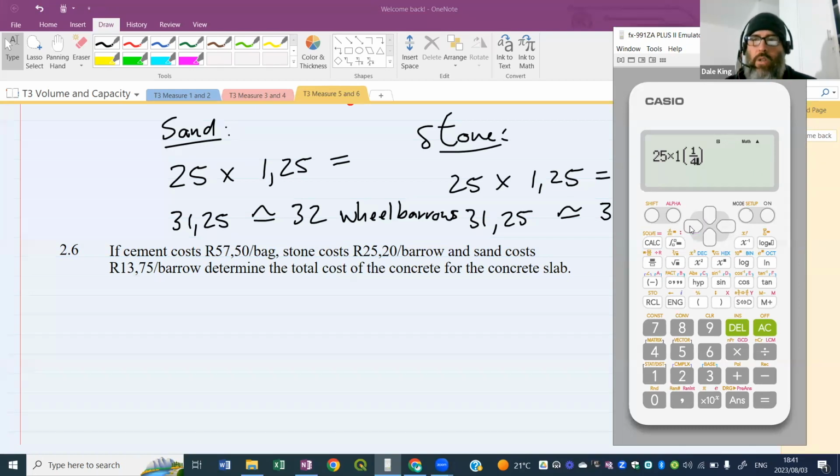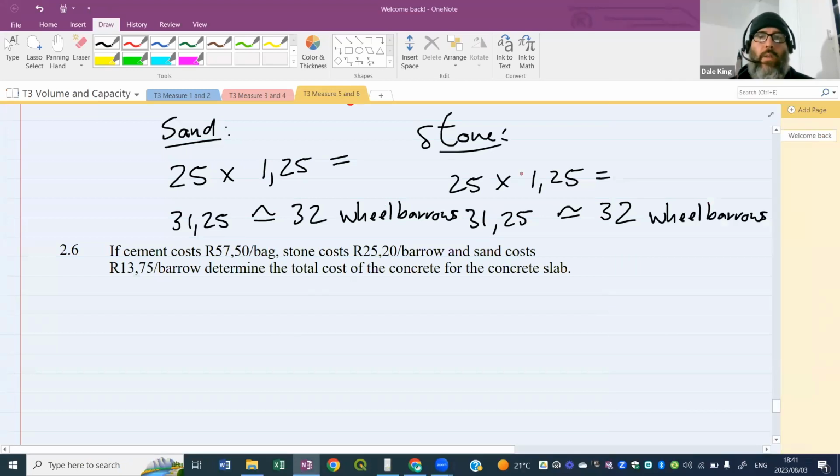So what you need to do is type in your mixed fractions like this. There's a button above the fraction button, you see there that orange part. That's the one I want. So I'm going to press shift fraction. That's the mixed fraction button. Now you can put in your numbers, 1 1/4. And that gives me 31,25, which is correct. I hope that helps.